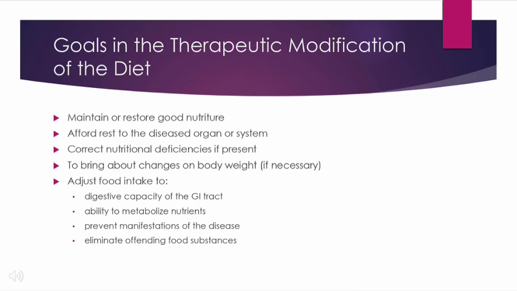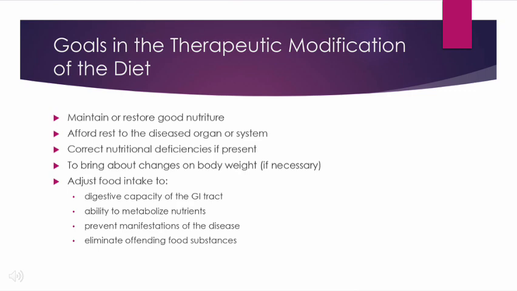Third, correct nutritional deficiencies. If a patient lacks certain vitamins or minerals, the diet must be adjusted to address these deficiencies. Fourth, achieve appropriate changes in body weight. This may involve weight loss or weight gain depending on the patient's condition. For example, an obese patient may need caloric restriction, while an undernourished patient may need increased intake.